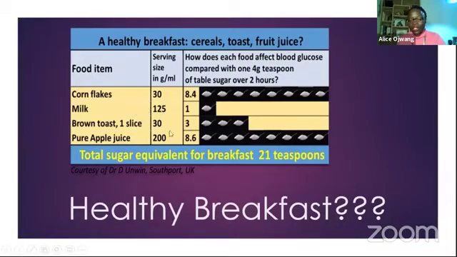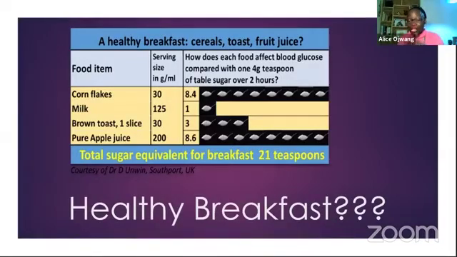This is an illustration by Dr. Unwin, who is based in the UK. And what he showed here is that a serving of cornflakes will have about 30 grams of carbohydrate. But now, when we translate this into teaspoons of sugar, what does this literally mean? It means that 30 grams of carbohydrates translate into 8.4 teaspoons of sugar. So if you have your small bowl of cornflakes, you're taking 8.4 teaspoons of sugar. Just imagine that.